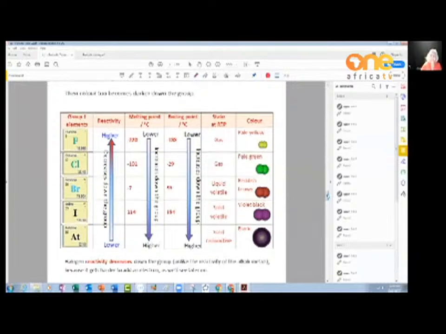Lesson. And here in this table, here on the left in this column, I have placed the halogens as they appear in the periodic table. The first is fluorine, then chlorine, bromine, iodine, and astatine. Astatine is also there, just to remind us that they are more.